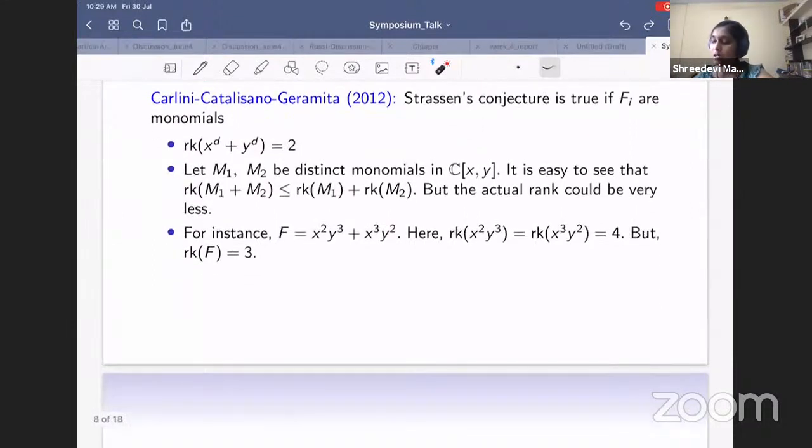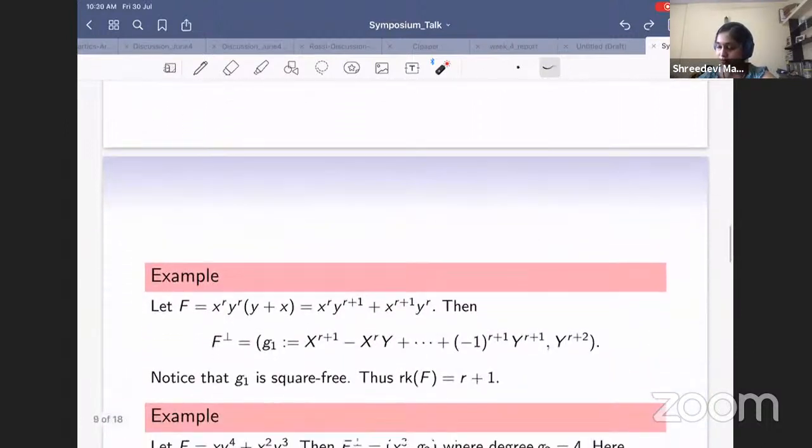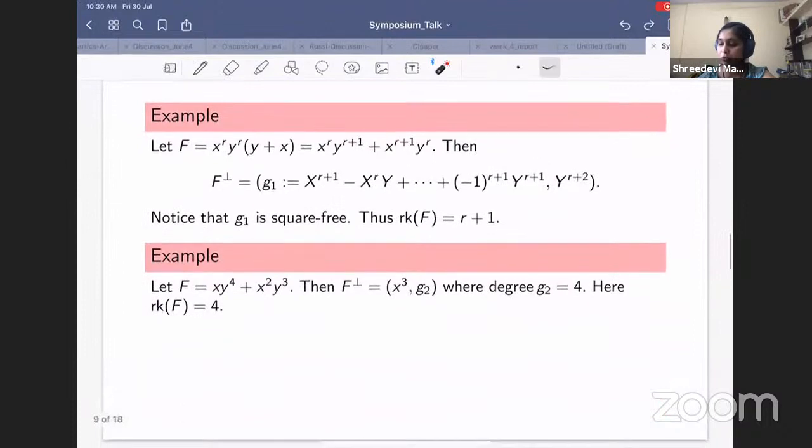For example, if you take this binomial form, the rank of each monomial, by the observation we made just before, is 4, but the rank of the binomial is 3. So the actual rank of the binomial could be much less than the rank of the individual monomials. And let me give one more example.